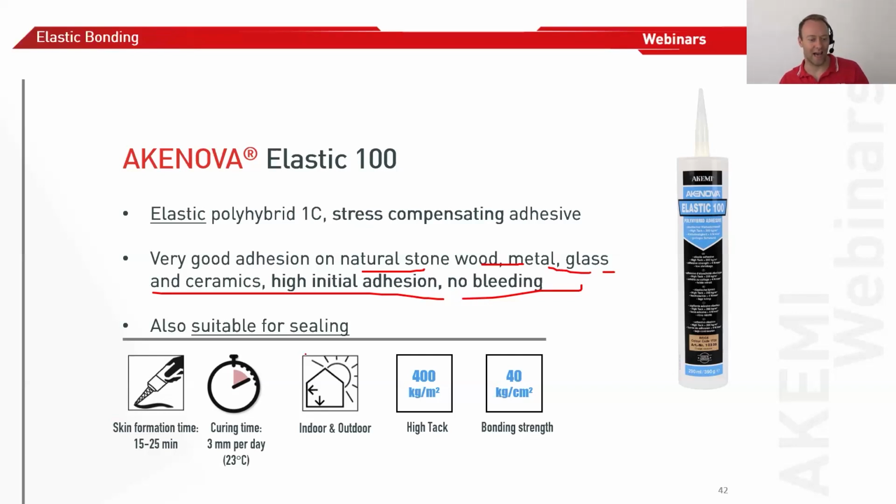What does this high initial adhesion mean? We have about 400 kg high-tack on a square meter. That means we can use it to glue a 400 kg tile. Yeah, it's bigger than a tile with 400 kg, nearly a slab on 1 square meter, and it has direct tack. It does not move directly. You don't need any clamps or stuff to hold it.